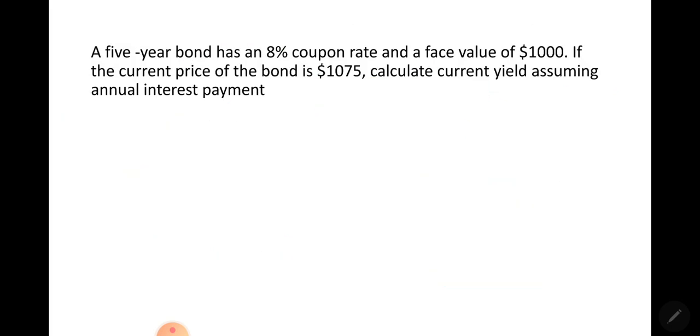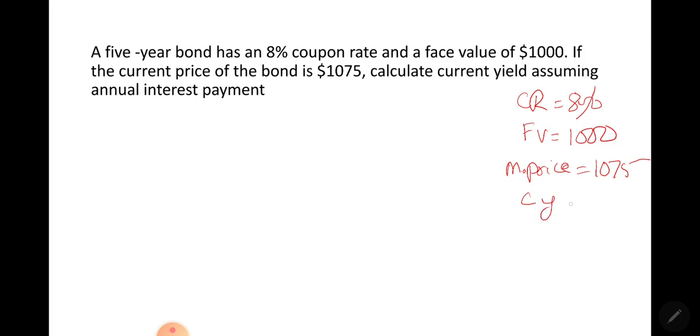Moving ahead to the next question. A 5-year bond has an 8% coupon rate. So the coupon rate is 8%. Face value is 1000. If the current price of the bond is 1075, so you have the market price as well, it is 1075. Calculate the current yield assuming annual interest payment.